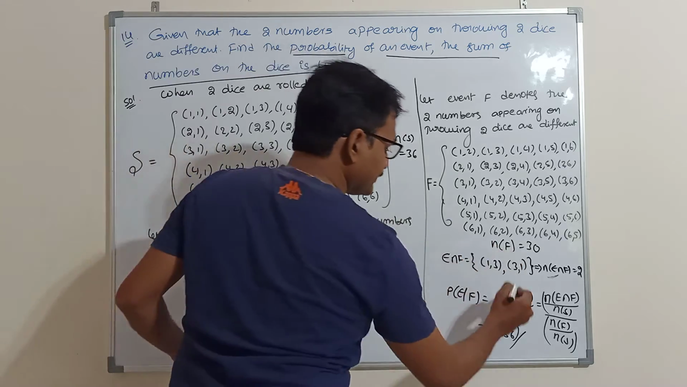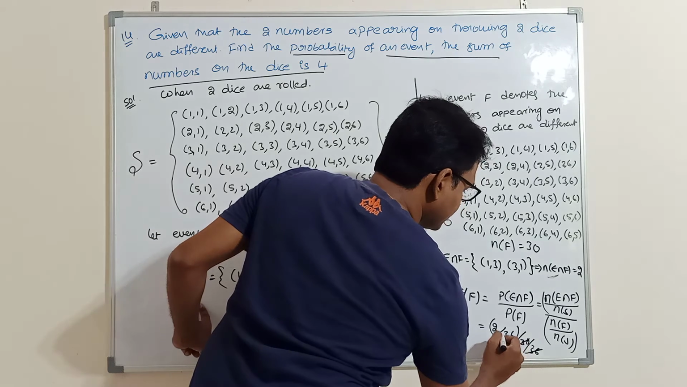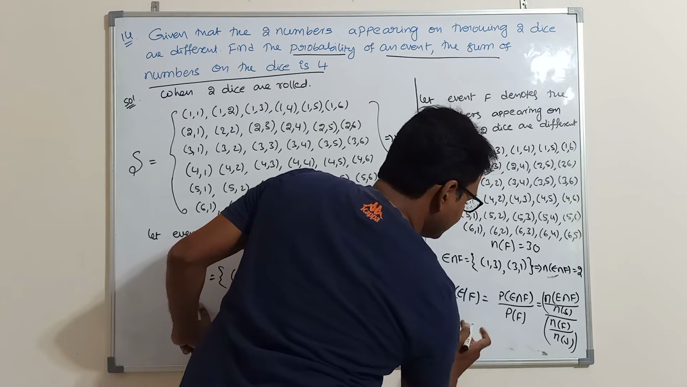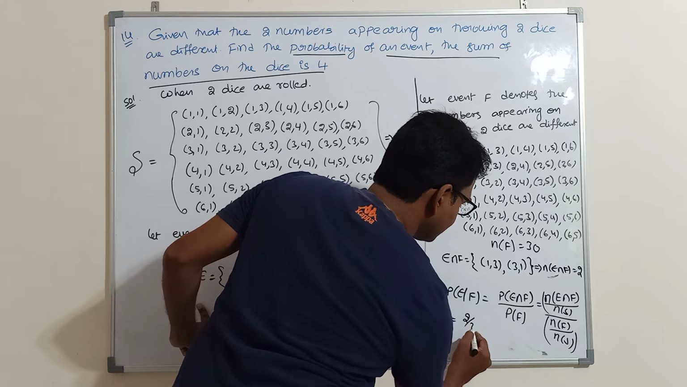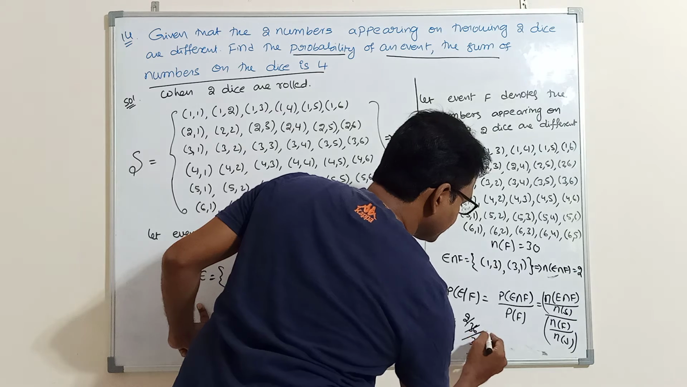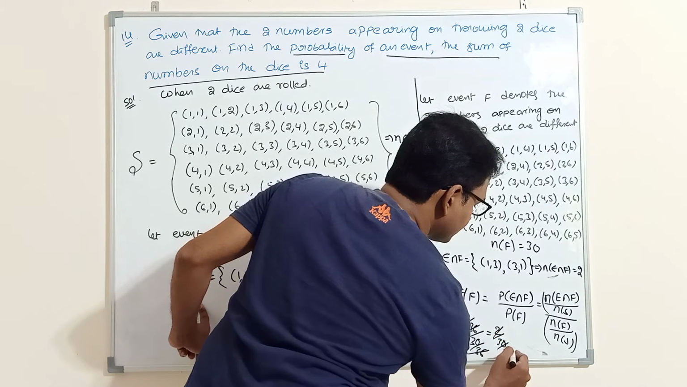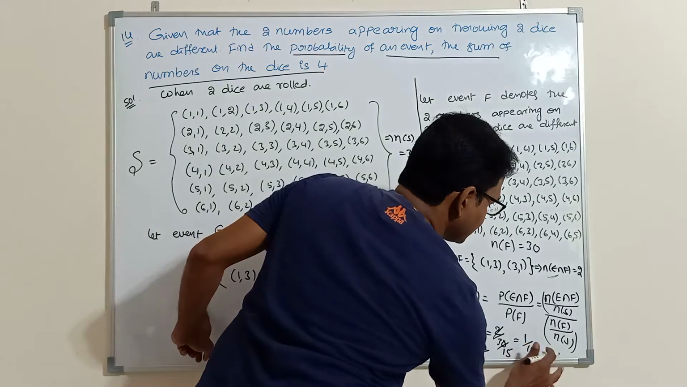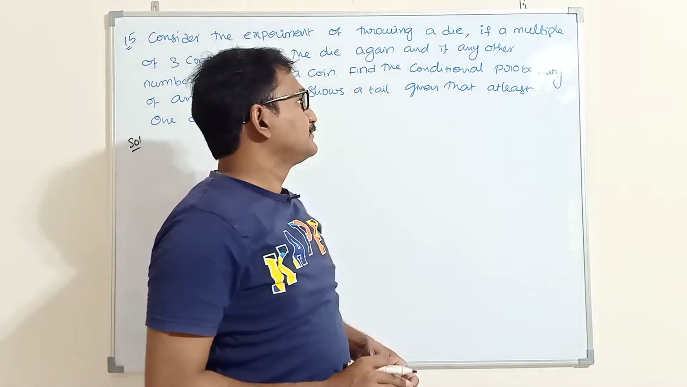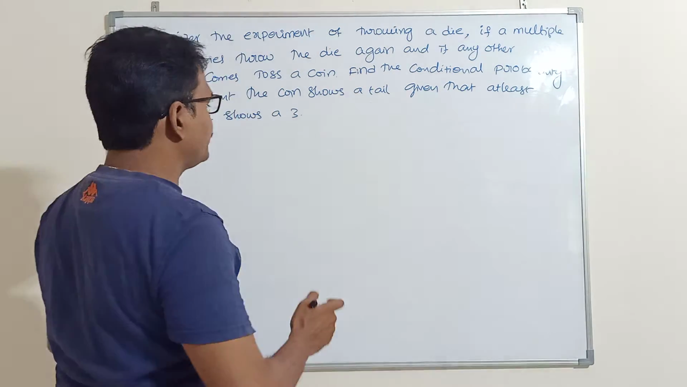Number of sample points in F is 30, by 36. So 2 by 36, by 30 by 36. Both get cancelled. 2 by 30, that means 1 by 15 is the answer for the 14th problem. Next problem, 15th. Consider the experiment of throwing a die.